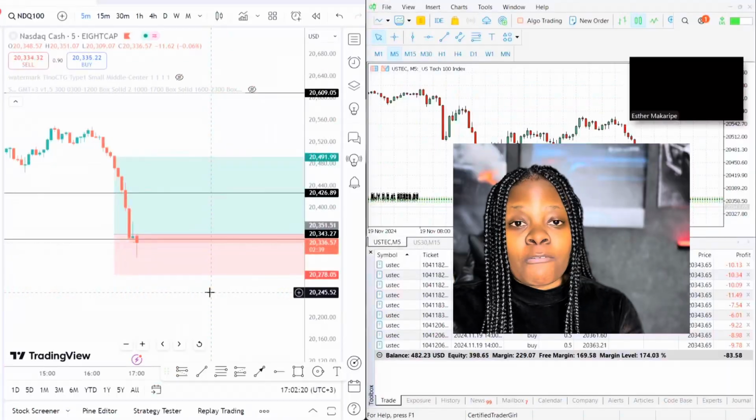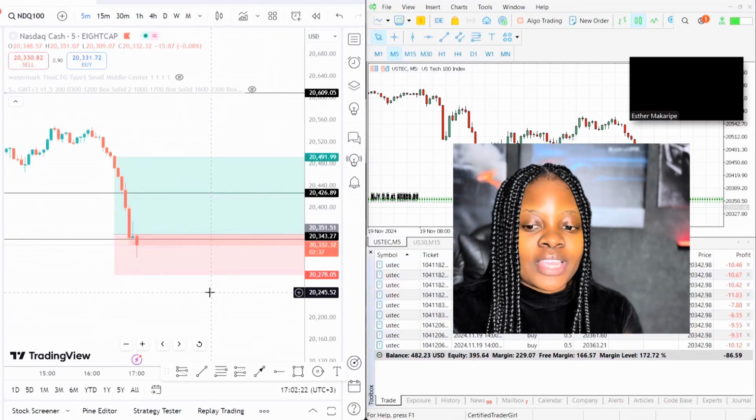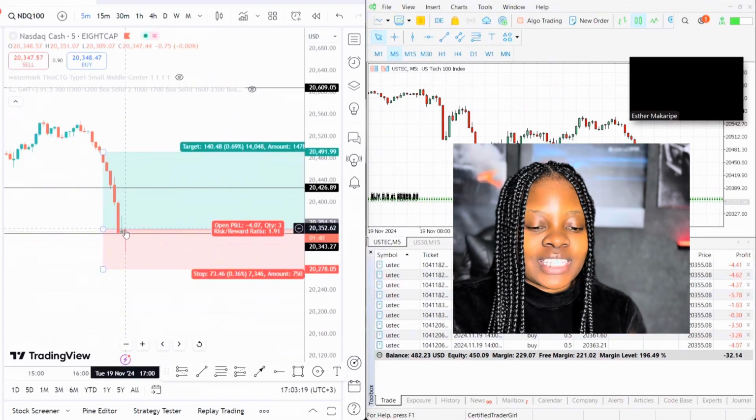But you can see that we did have the market dipping a little bit, but then right now it has pushed right back up to the top. Let's just see what then happens.